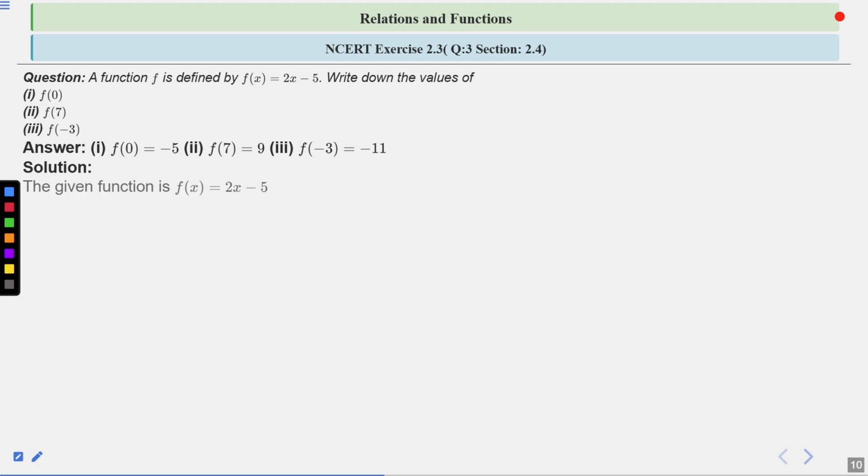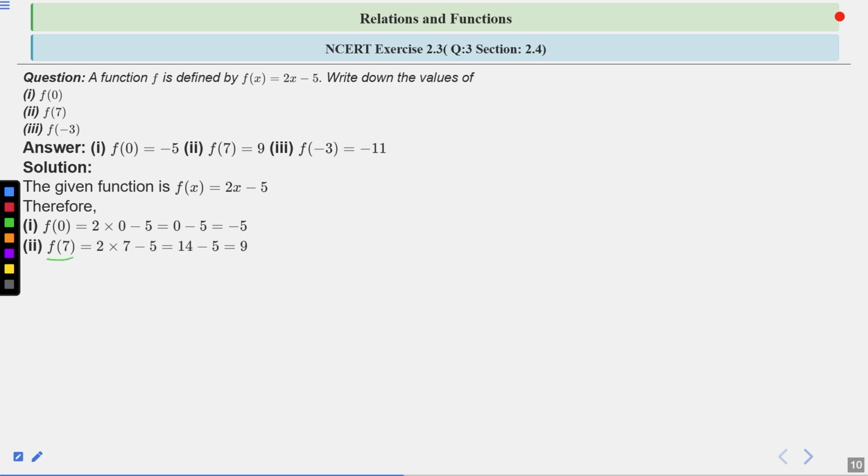Solution. As given, f(x) is defined by 2x - 5, or this is my machine which takes x as input and gives 2x - 5 as my output. Therefore, f(0) is quite simple. The output is 2 times 0 minus 5, meaning 0 minus 5, meaning -5. So whenever you give 0 as your input, the output is -5.